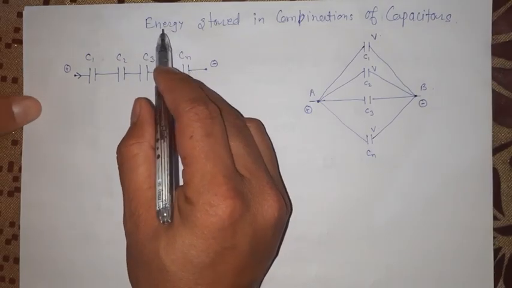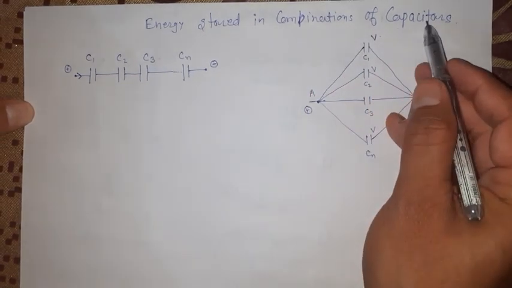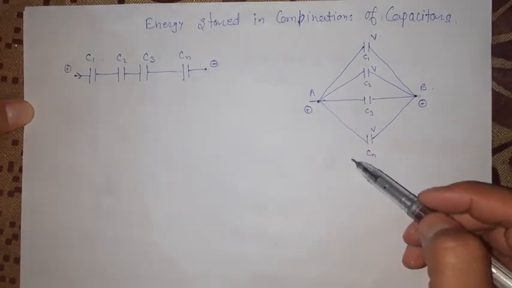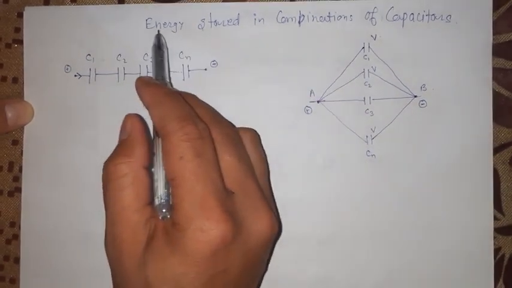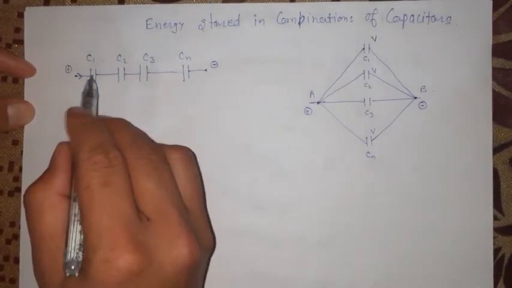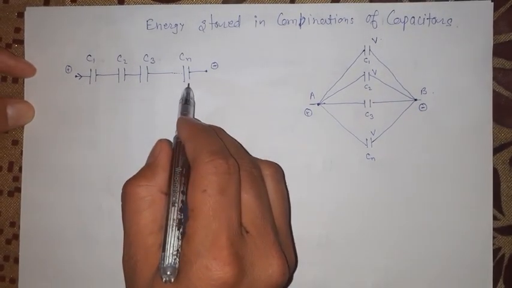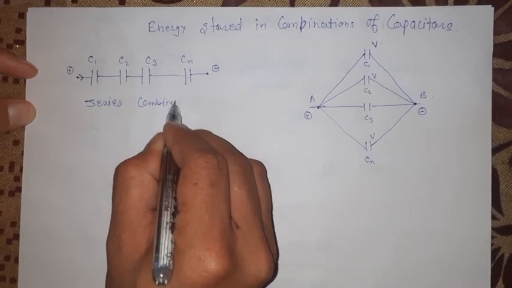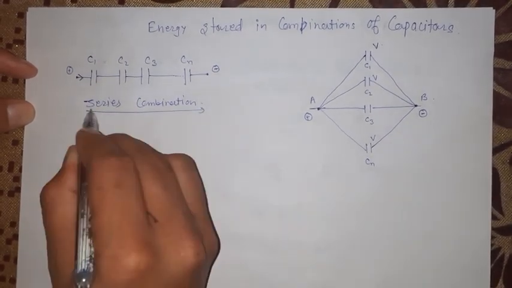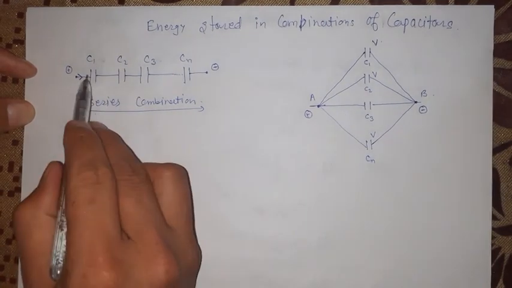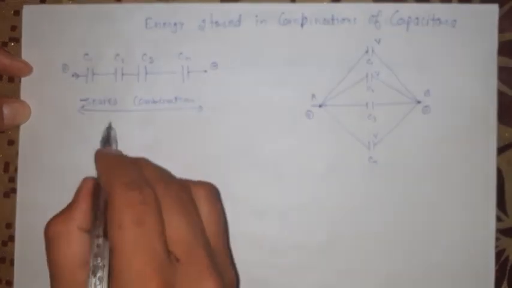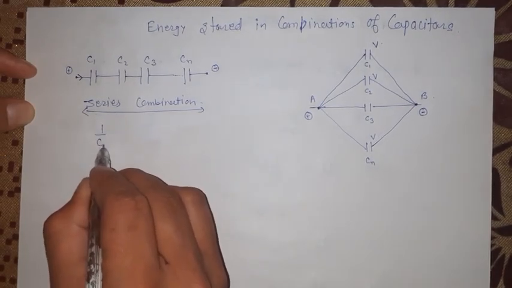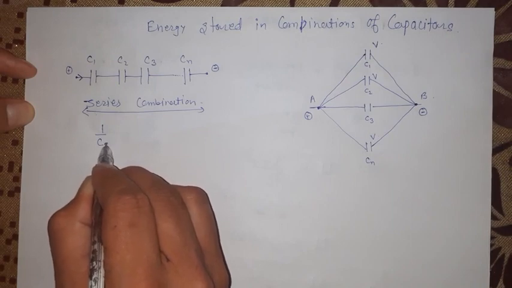Now, how much energy is stored in combinations of capacitors? If we have a series combination or a parallel combination, how much will the total energy stored be? Student, just look over here: this is a series combination. First I am going to consider the series combination. What will be the total electrostatic potential energy? As we know, the total capacitance is given by 1 by, since all are in series, the equivalent capacitance of this series combination.